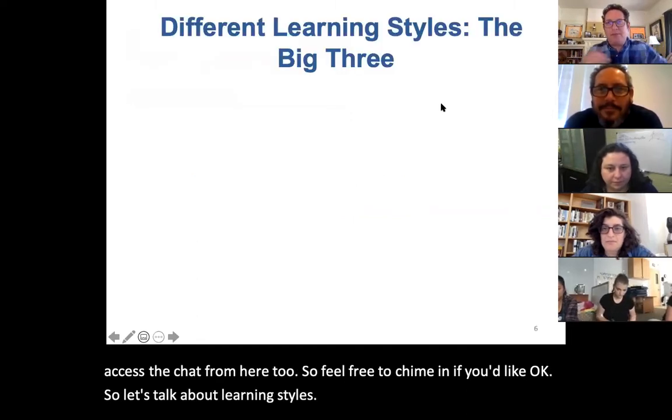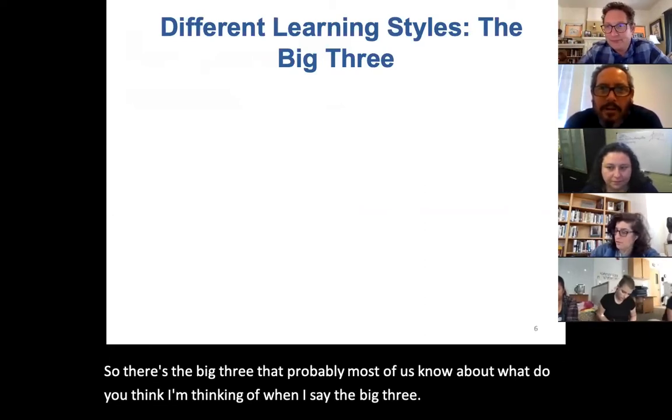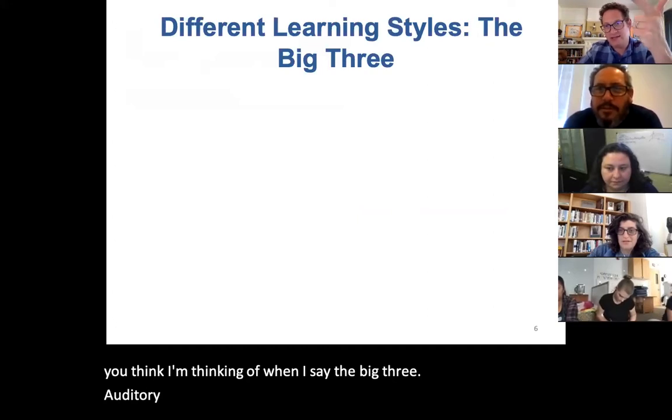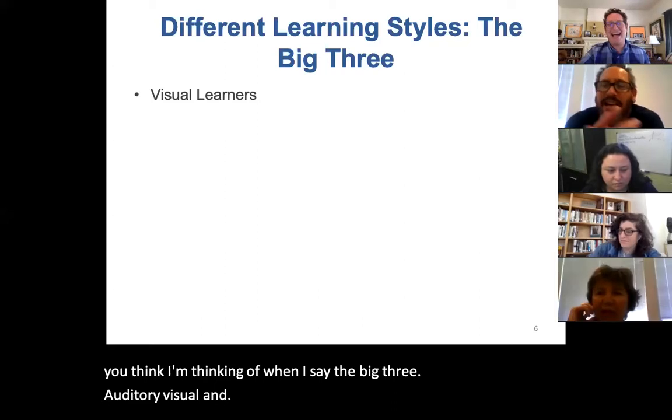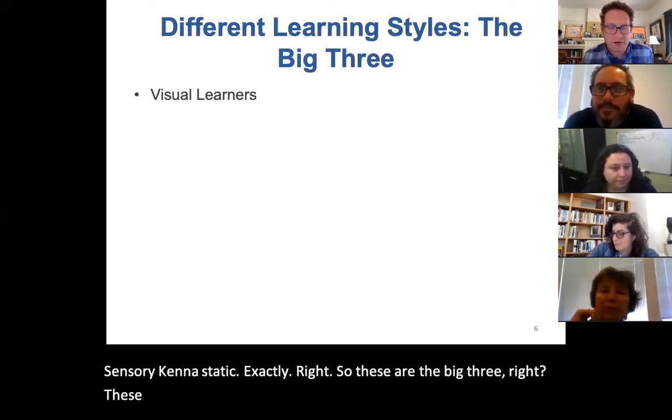So there's the big three that probably most of us know about. What do you think I'm thinking of when I say the big three? Auditory, visual, and kinesthetic. Exactly. That's the word I was reading. Right. So these are the big three. These are the ones that have been in the literature for a long time.